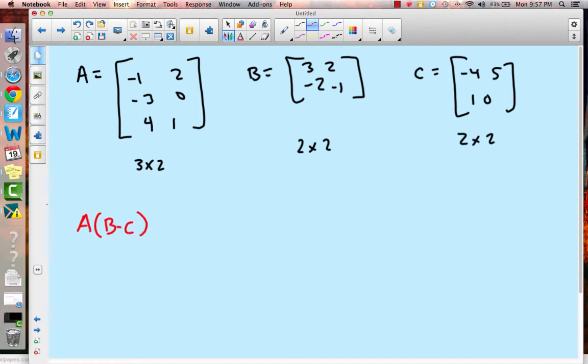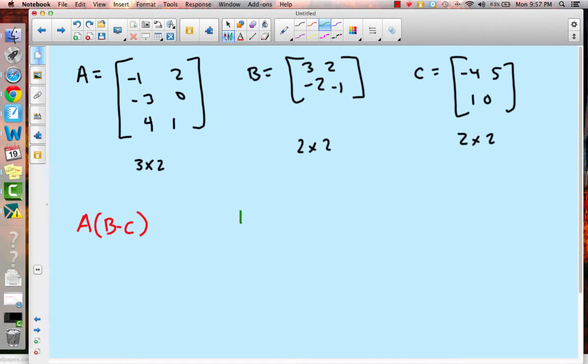minus C. So this is going to require you to understand how to add or subtract matrices as well from the first section, as well as our new multiplication. So just like if you were going to add, subtract, multiply, divide, whatever, in PEMDAS, it's the same thing. Do parentheses first. So here it asks us to subtract B minus C. So matrix B minus matrix C. So we're going to do that first.